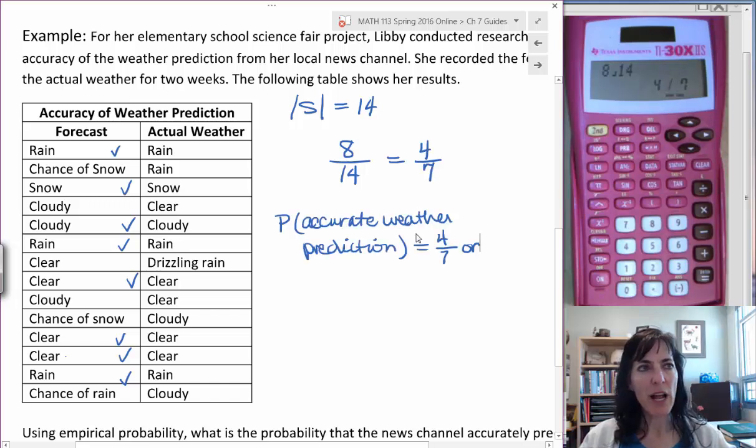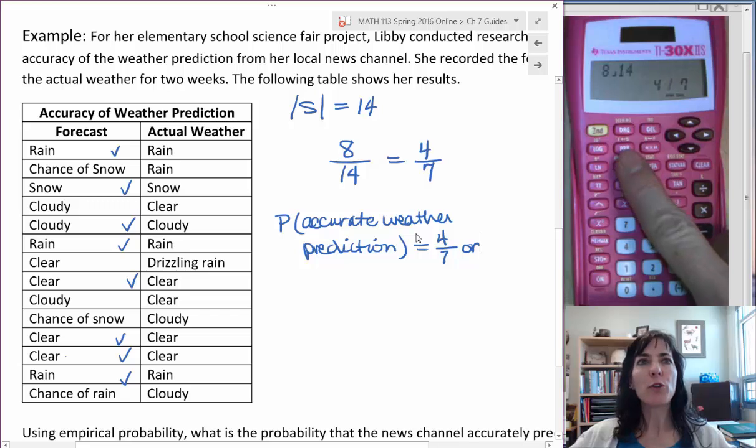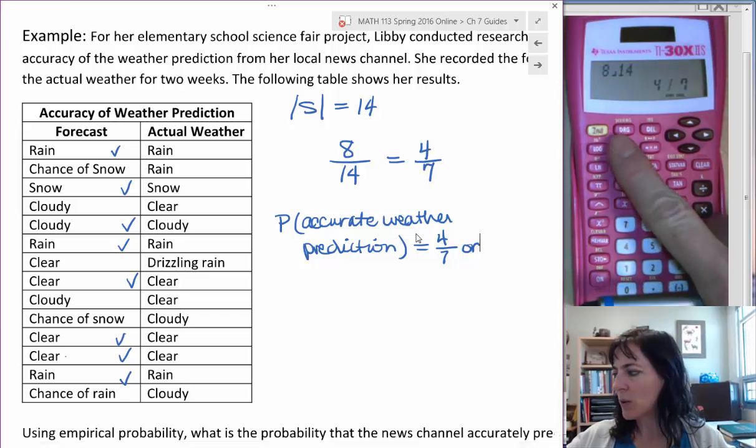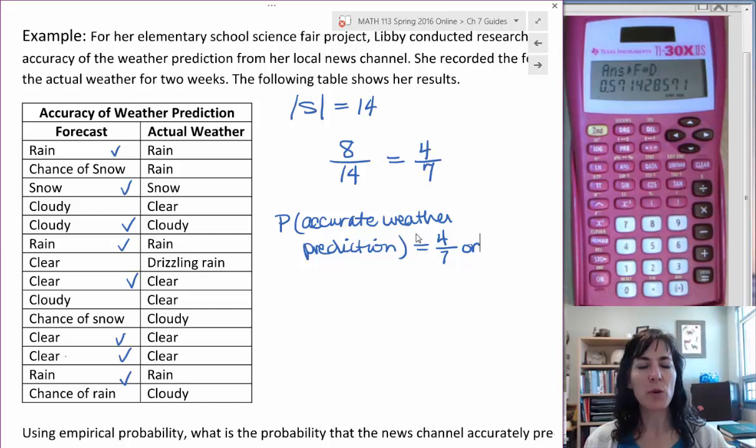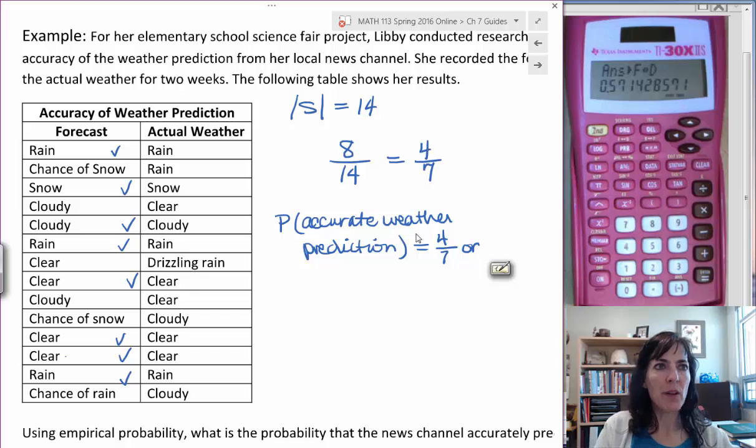The probability for an accurate weather prediction is 4/7, or I can change that to a decimal, remember, just by doing this F to D button. So I'll do second PRB to get that, and then equals, and there's my decimal equivalent. I can write it to 4 decimal places, which is probably good. 0.5714. The next digit I see is a 2, so that's not going to change my 4 at all. It'll leave it as a 4.